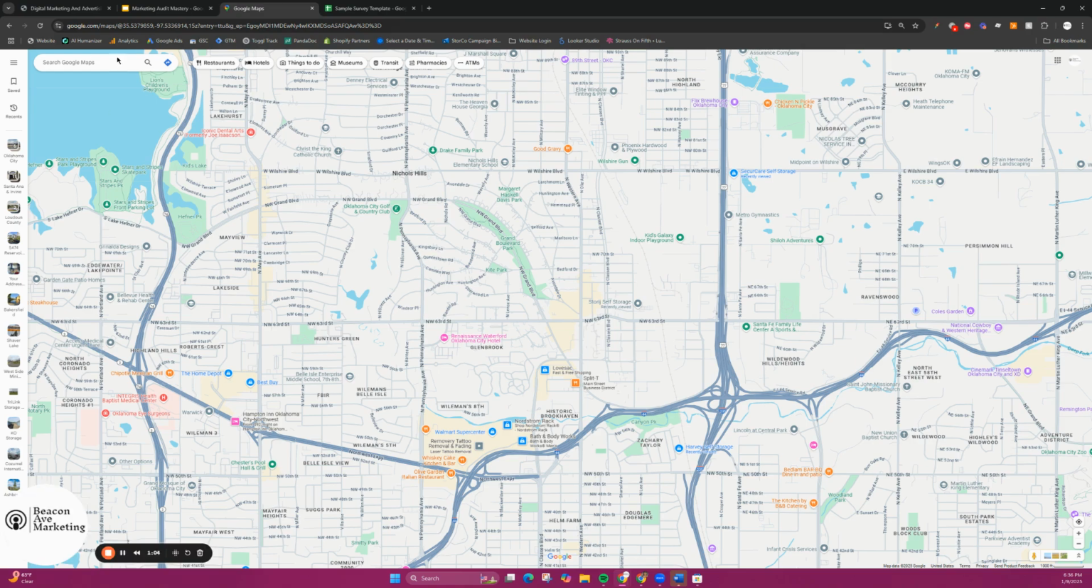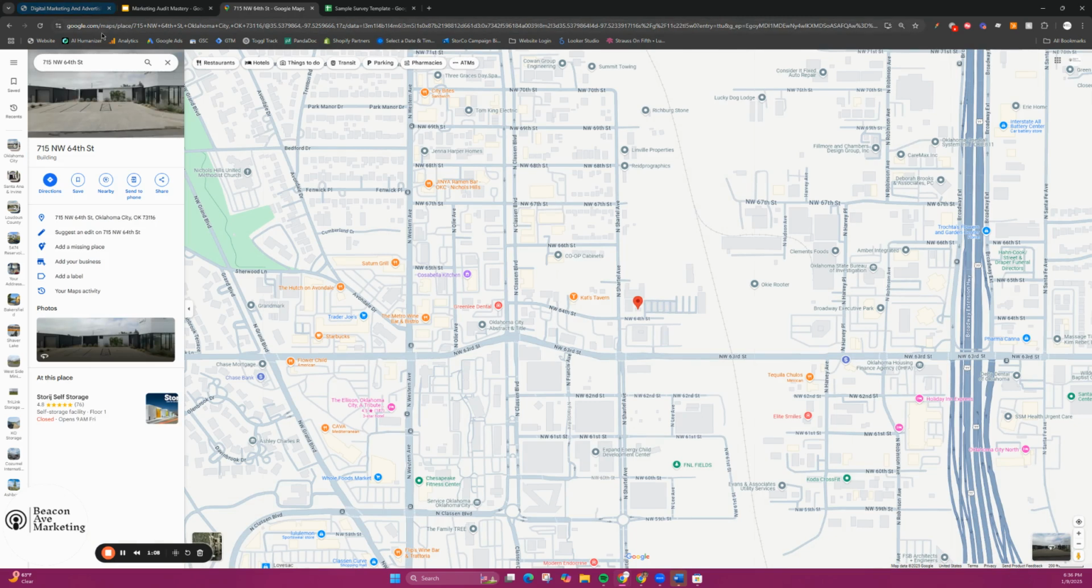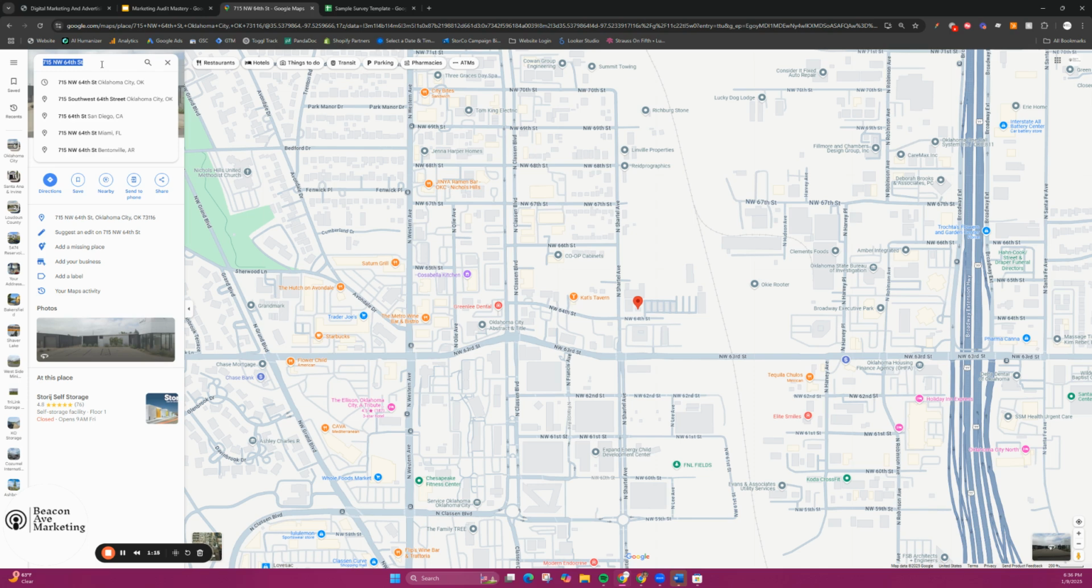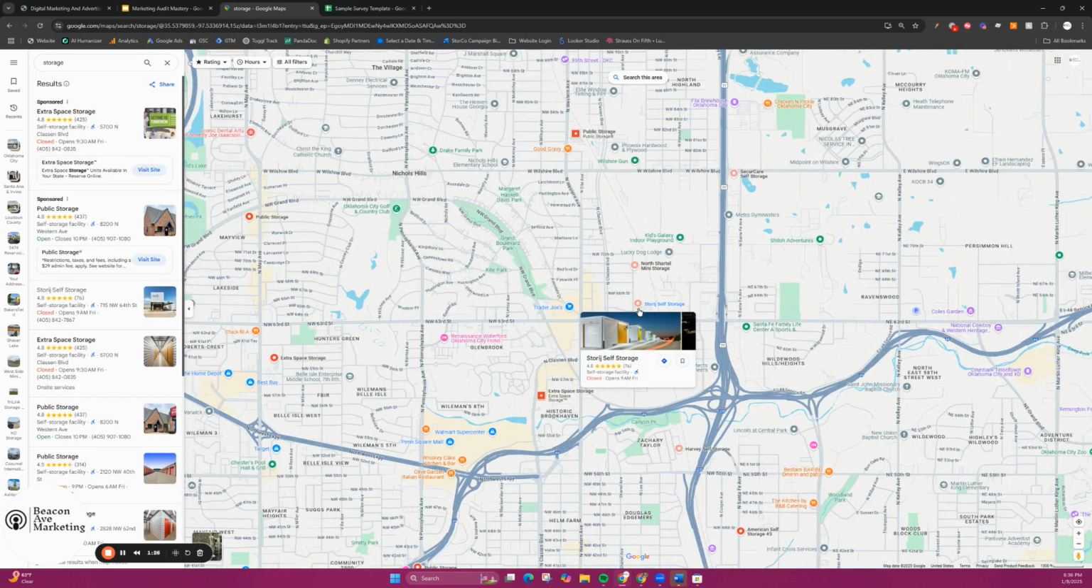Go to that Google Maps page that we were on previously and type in the address that we had seen. What we'll do at that point is verify the pin marker, which we see here is our location, which this is. Then I go ahead and type in storage. Google gives me all of the local storage facilities in my area that I can possibly compete against, or that a user who wants to rent might go to.